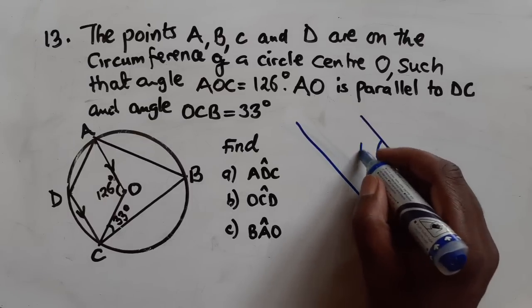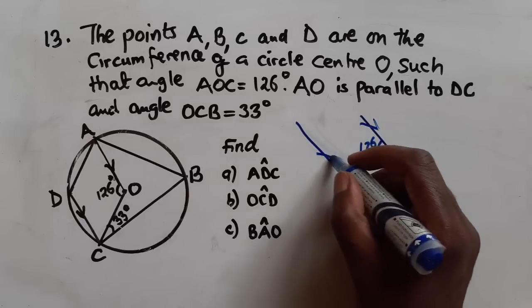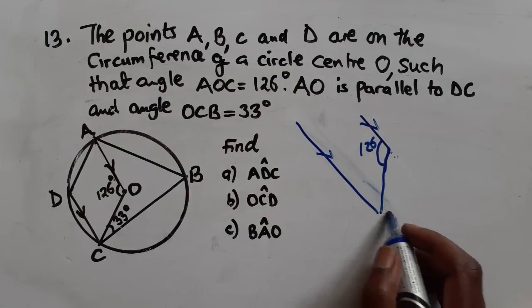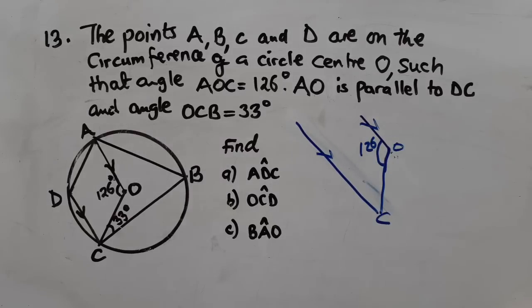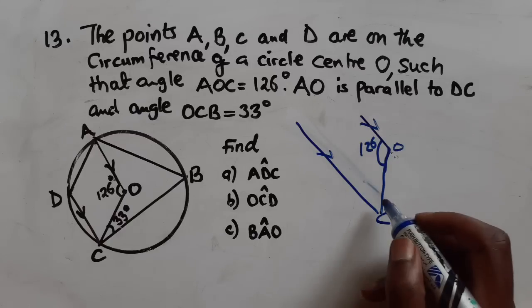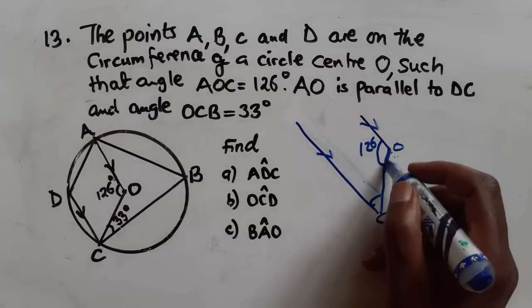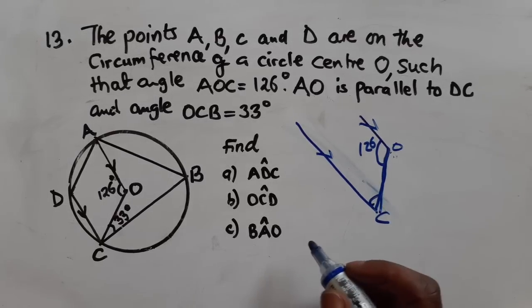What do we have here? Here we have 126. This line is parallel to this one. This is where we have C and O is here. One thing that I want you to know is that these two angles are called allied angles, angles on the same side of a transversal. These allied angles add up to 180. So this angle and this one here.